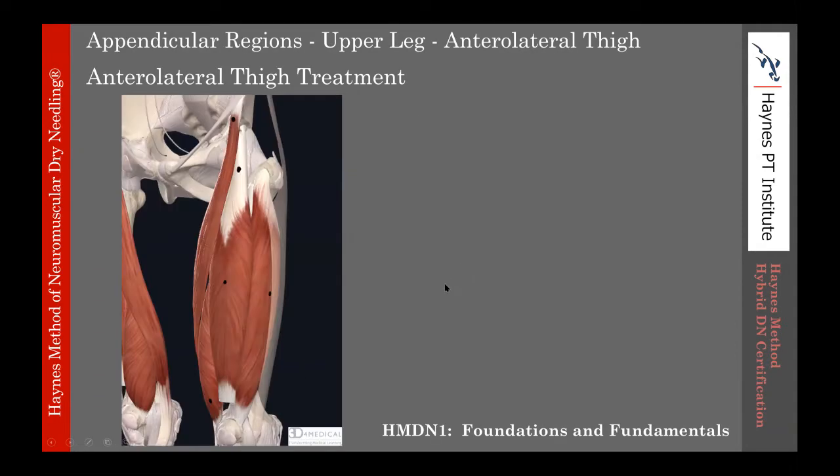So as far as treatment, what I'm going to give are five locations. Now, one thing that's going to be interesting is I want a safe placement to distinguish the rec fem versus the vastus intermedius. And so for rec fem, for this introductory course, we're going to needle it up high.